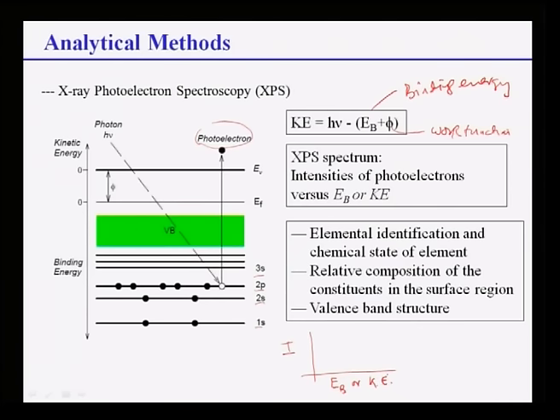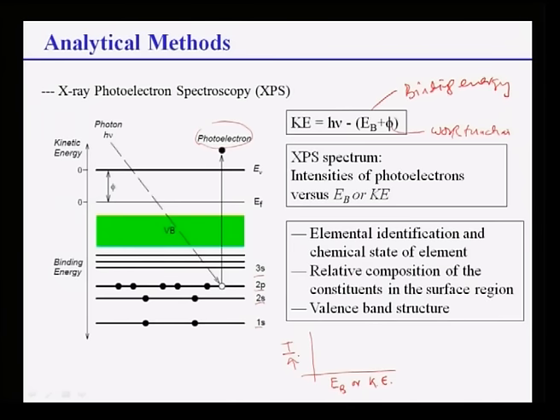Phi, the work function for a material, is well known. h nu, the energy of the incident X-ray, is also well known. So the two things which can vary are the KE or Eb, depending on which electron you are ejecting out. That's why XPS plots will be intensity versus either Eb, the binding energy, or kinetic energy. That's how the plots are made.